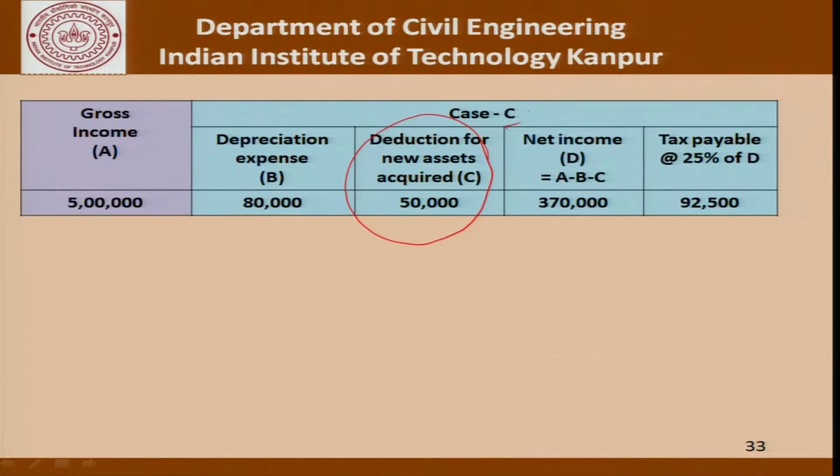So, in this case we have 80,000 already being billed towards depreciation, and since we have acquired a new asset of 100,000 and the condition was that either 50% of this or 50,000, whichever is lower. So, in this case of course, the two numbers match. So, if this 50,000 is to be deducted, the taxable income itself becomes 5 lakhs minus 80 minus 50, which is 370,000, and on this 370,000 the tax payable is 92,500.